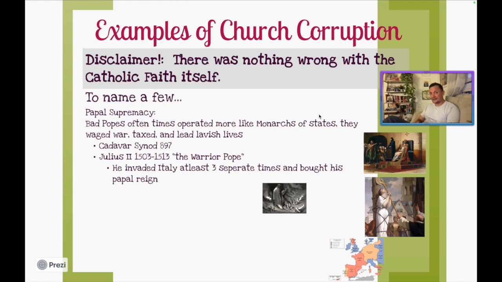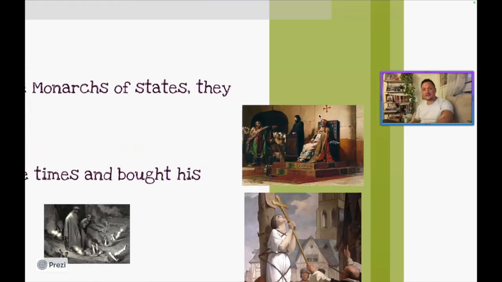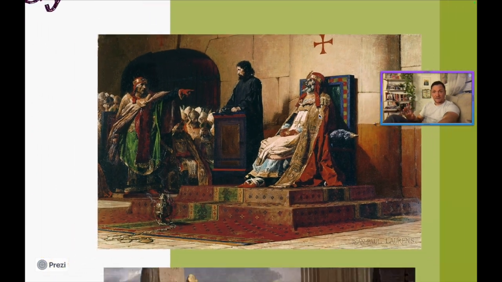Now, going into it, though, he invaded Italy at least 3 separate times. He bought his way into the papal reigns. And you have to understand, it's just a lot of very, very suspect stuff, right?